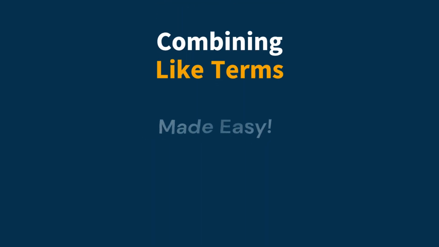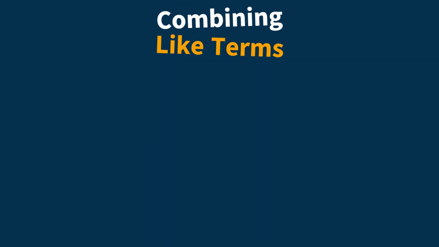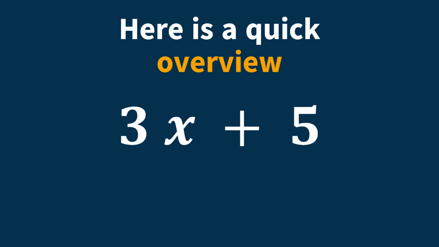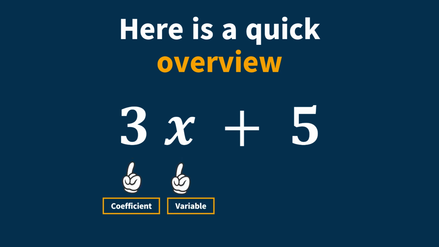Combining like terms. Made easy. Here's a quick overview. We have 3x plus 5. The 3 is called the coefficient, the x is called the variable, and the number by itself is called the constant.